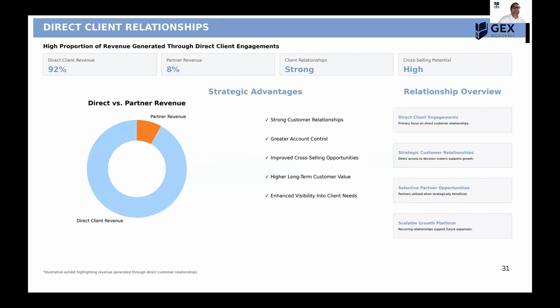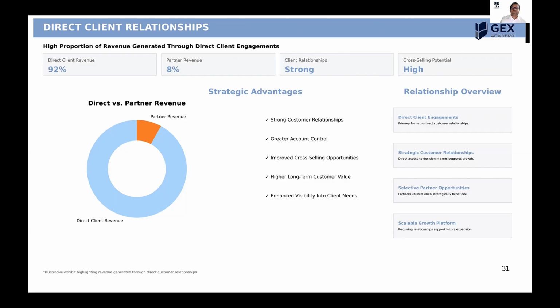It's kind of the final aspect of the business that PE firms want to look at very closely. How does the company acquire and service customers? So approximately 92% of revenue is generated through direct client relationships, while only 8% is coming through partner channels, right? So that is very important for you to look at, right?